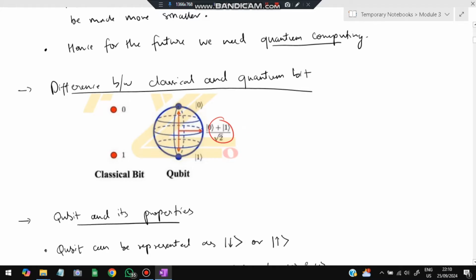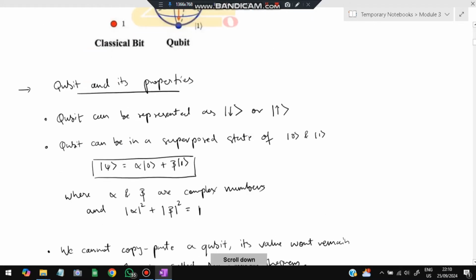It has a few properties. The first property is that it can be represented as a downspin or an upspin, which is equivalent to 0 and 1, and it can be in a superposed state of 0 and 1 together, represented by the wave function alpha into 0 plus beta into 1, where alpha and beta are complex numbers whose squares sum to 1.